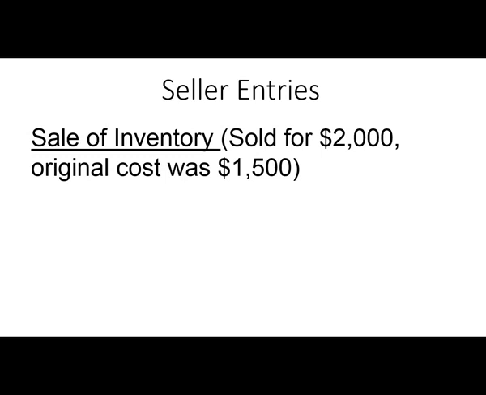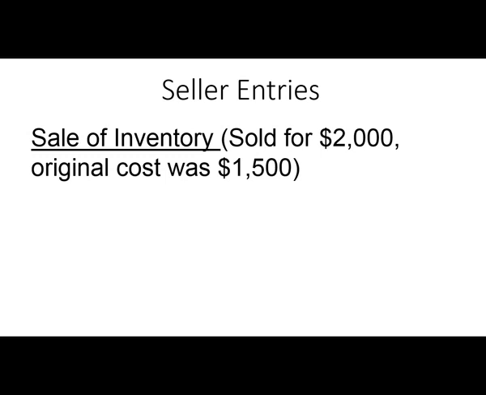So we've used the term compound entry to describe any journal entry with more than one debit or more than one credit. This transaction, the seller entry for the sale of inventory, is almost like a super compound entry because it has two debits and two credits that kind of go together. It almost looks like two journal entries stacked on top of each other. There really are two entries that happen almost simultaneously. And so here we're looking at the sale of inventory.